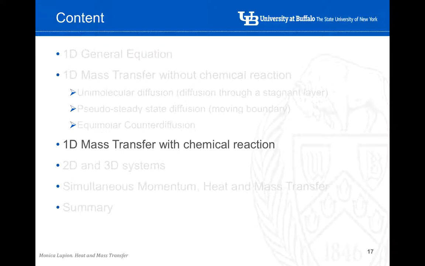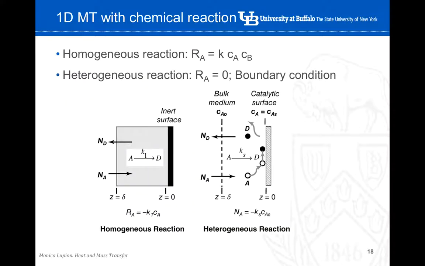But how would be the approach to these problems if there is chemical reaction involved? We're gonna make a distinction between two different cases. One is the case of homogeneous reaction. You have a diagram here. In general, there is a reaction happening all over the control volume, so it has a direct impact in the mass transfer.